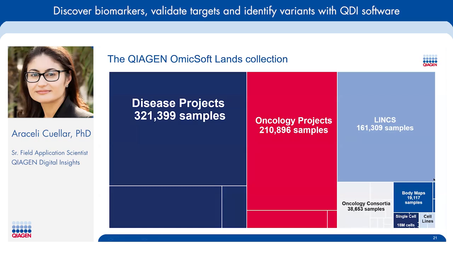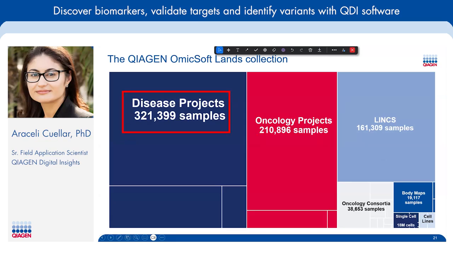And so the Omicsoft LANDs represent curated data from over 750,000 samples coming from the public domain that are going to be made available to you through the different LAND collections. And so today we are going to be focusing on disease LAND, which contains over 321,000 samples from hundreds of non-oncology diseases from individual studies, from GEO, SRA. It also includes over 161,000 samples from LINC's perturbation studies.